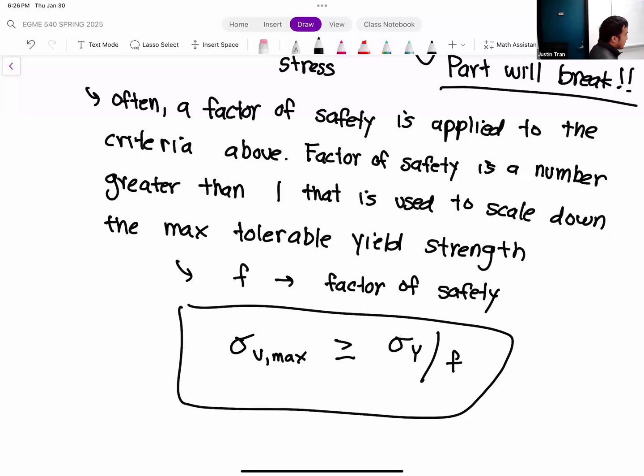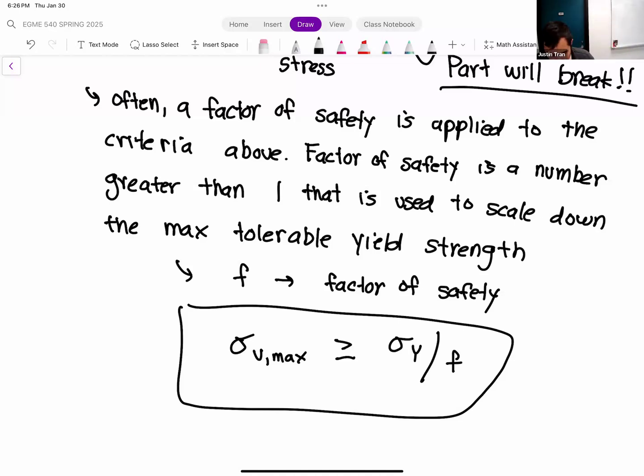This is something that you'll see in activity 2. I'll give you a little bit of a preview: you're going to be running analysis on a bike crank, and you want to determine if that bike crank is going to fail with a factor of safety. Any questions on this?